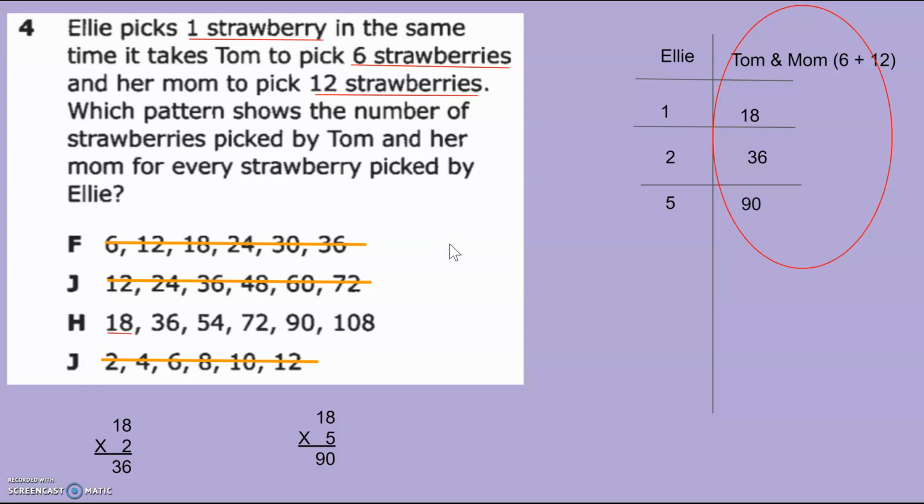So now I check my answer choices for H. I can find the 18, I find the 36, and I find the 90, so I know that my answer is H.